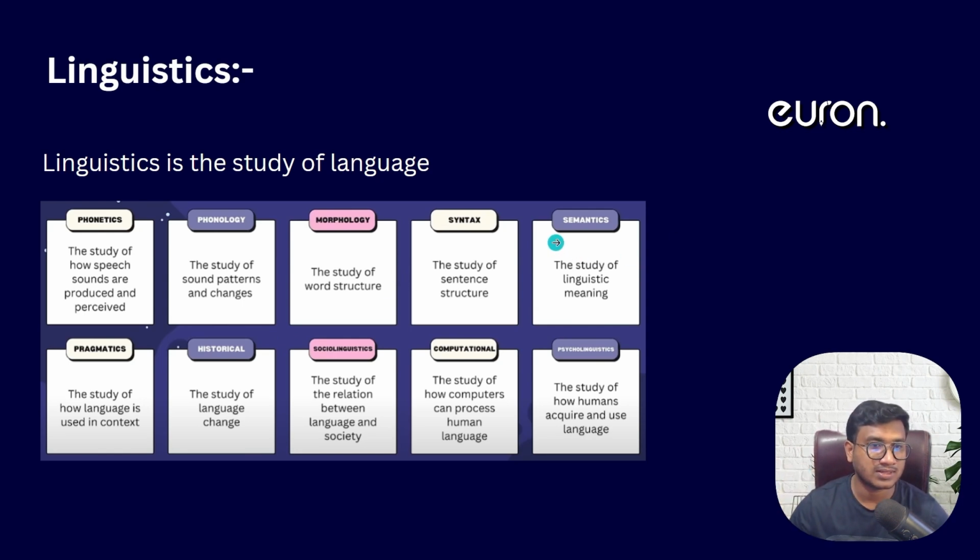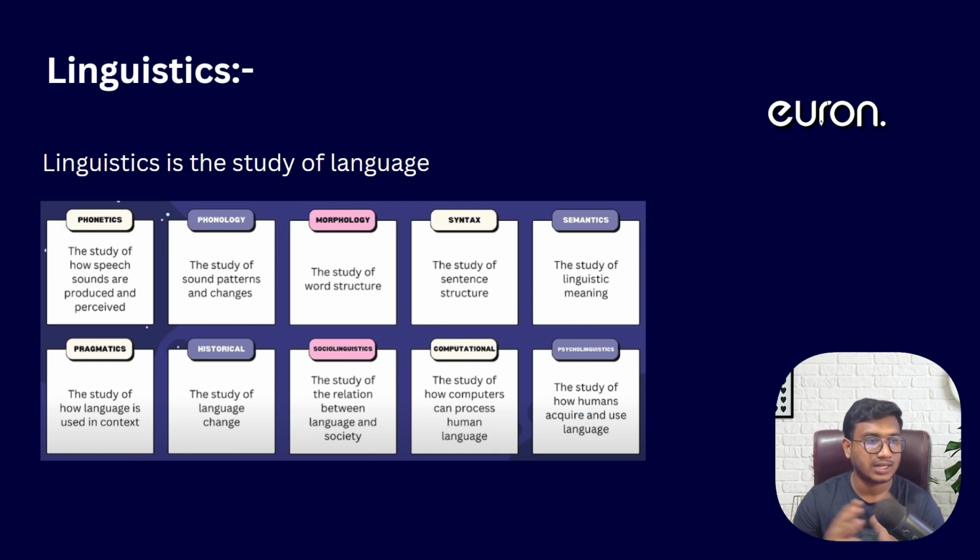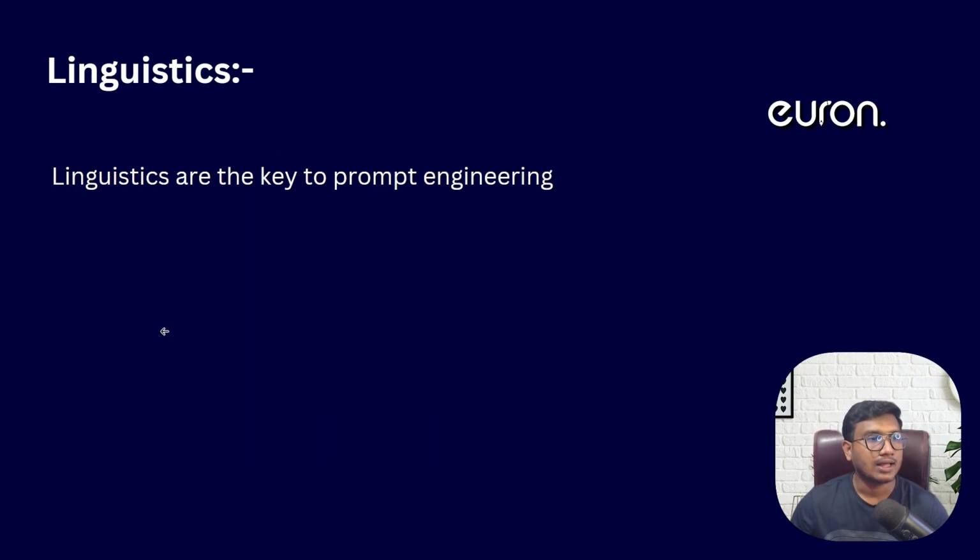Then you also have semantics, the study of linguistic meaning. Then pragmatics, the study of how language is used in context. Then historical linguistics, the study of language change, and so on. These are the linguistics available to study language. If you have good knowledge of these, you can definitely design a very good prompt for the large language model. So that's why I have written here: linguistics is the key to prompt engineering.